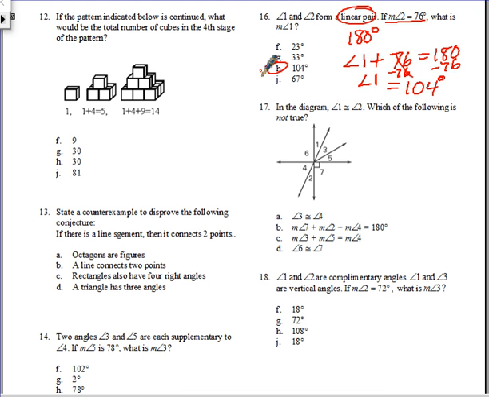Okay. Number 17. Which of the following is not true? We know that angle 1 and angle 2 are congruent. We know that because they are vertical angles. Angles that are across from one another are going to be congruent. So let's look at letter A. Are angle 3 and angle 4 the same? Well, they can't be. Because if you have this angle right here, this angle is not exactly across from 4.